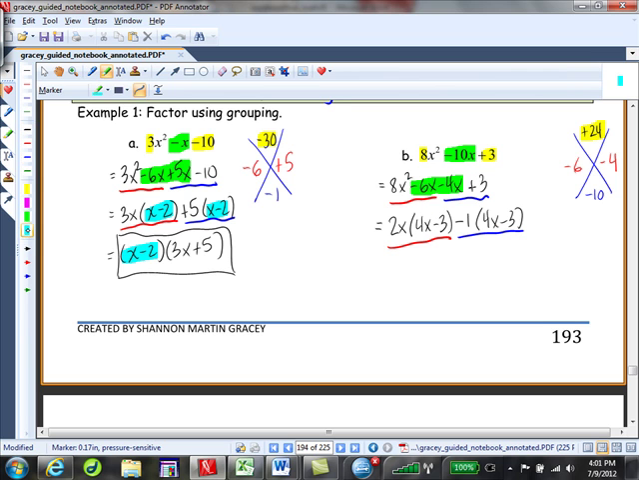And then notice we have a common binomial factor of 4x minus 3. So when we factor that out, we'll get 4x minus 3 times 2x minus 1.